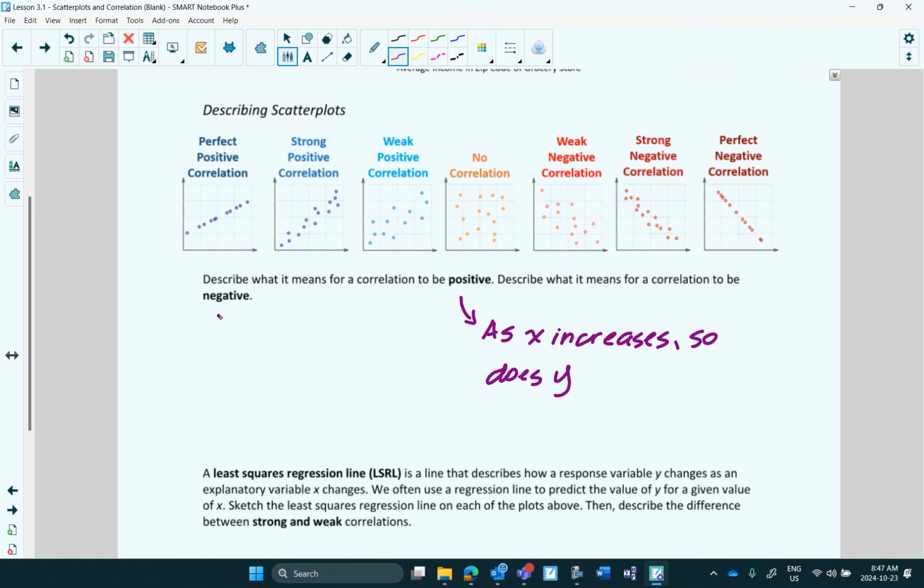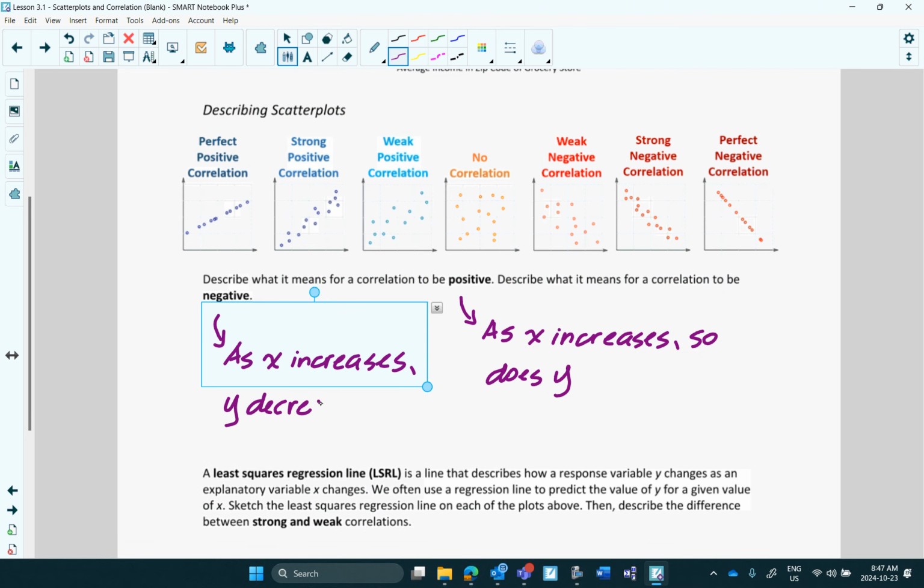And for negative, as X increases, what's Y doing? Decrease. So you can see we're describing it in kind of different ways. Whether it's positive, whether it's strong, weak, or no correlation, how strong is it? Okay, and we'll talk about that in a second.